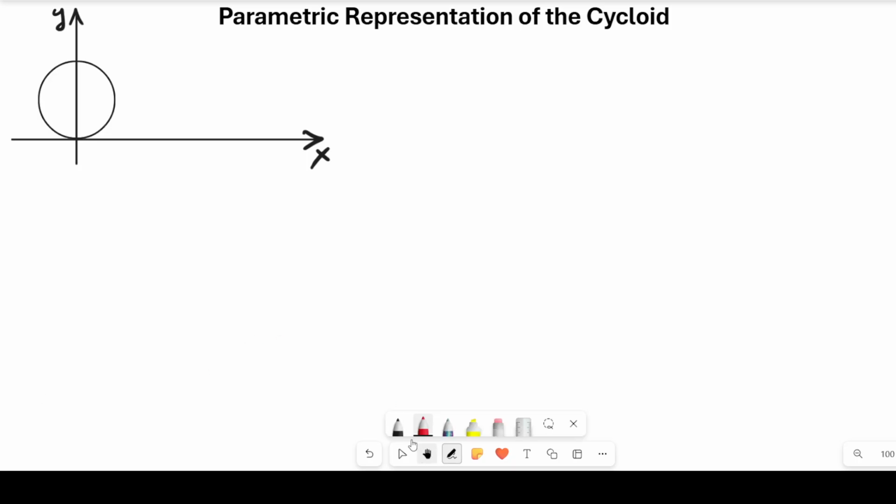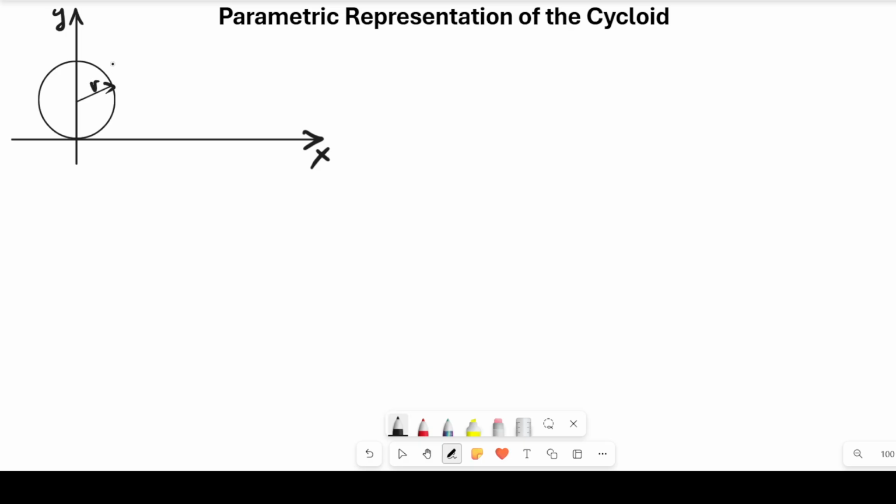Welcome to this video about the parametric representation of the cycloid. We first start with a sketch. How does the curve of a cycloid arise? Here is the xy coordinate system and we draw a circle at the y-axis now. This circle here has radius r.